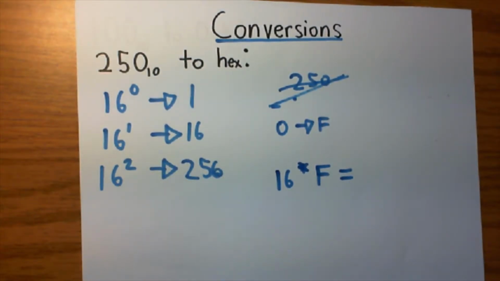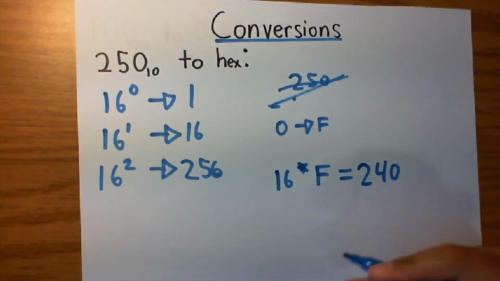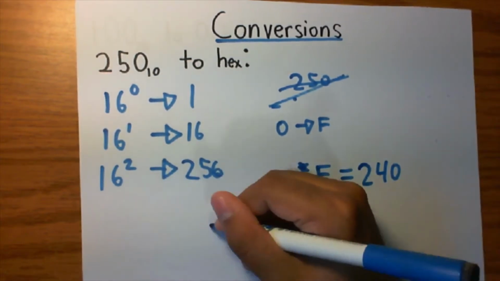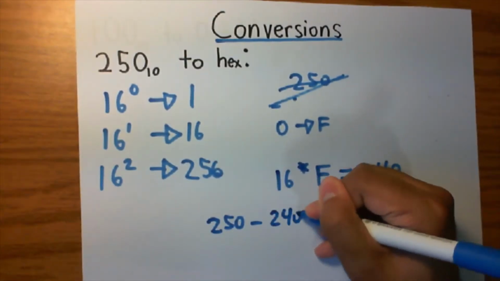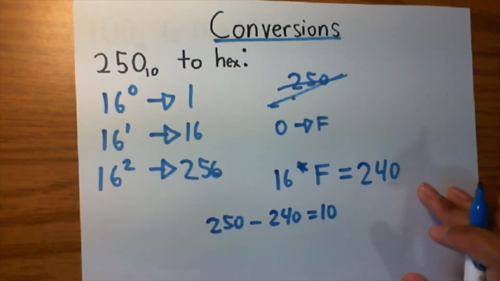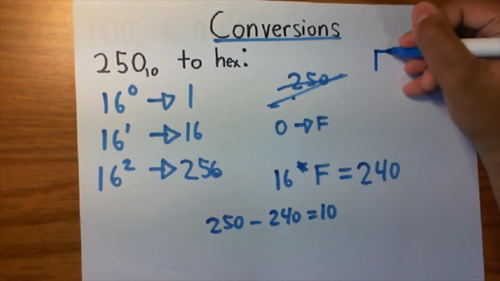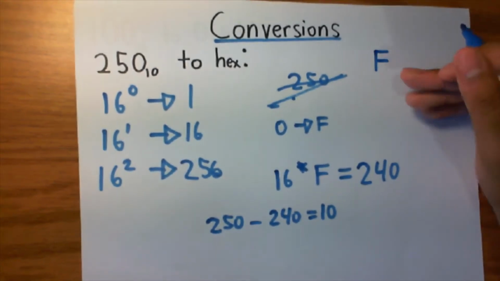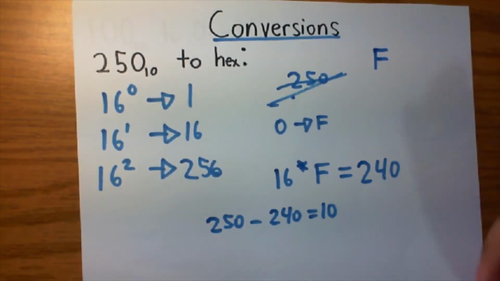So we have 16 times 15 and we get 240. So we know that that's less than 250. So next what we do is 250 minus 240, and that is equivalent to 10. So now we have 10 left over, and we get our first hexadecimal digit. So I'll write the answer over here. So we have F. F is the largest leftmost justified digit. So we're just going to leave that there. And as we go along, we can add digits here.